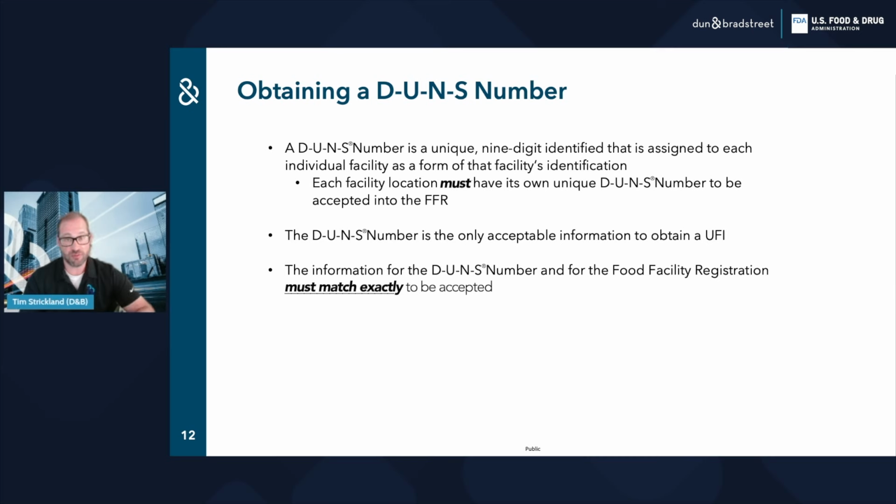The UFI is used by the FDA to verify specifics of facility information and must match exactly to the information on the food facility registration. It's important to keep this in mind, so that's why I keep drilling it. Any discrepancies can lead to a delay or a rejection of your facility's FFR. So again, if creating or updating an existing DUNS number, ensure that each piece of information from business name, address, city, state, province, and country, and more match exactly what is provided to the FDA.